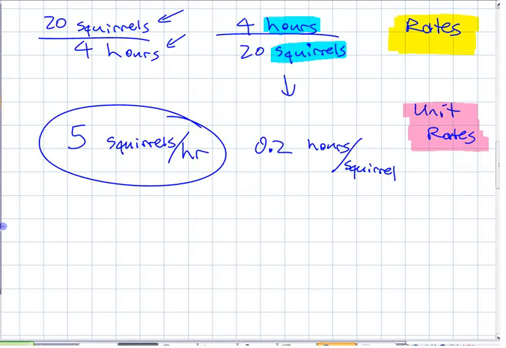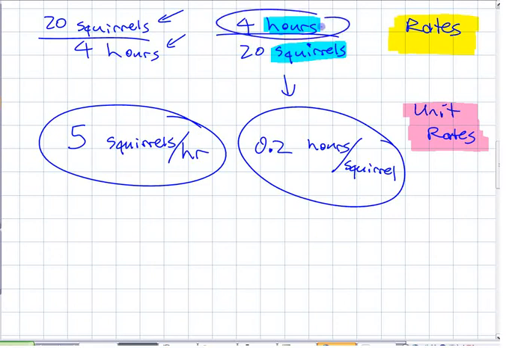What does this rate mean? Hours per squirrel. We're saying it took 4 hours for 20 squirrels. This is saying it took 0.2 hours per squirrel. What does that mean? One squirrel will come every 0.2 hours. Yeah, it takes 0.2 hours for every squirrel to go across. Whereas this one says for every hour, there's 5 squirrels. It's the same thing, it's just upside down, right?